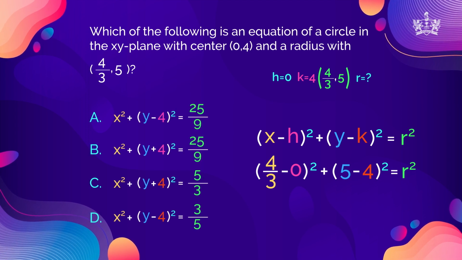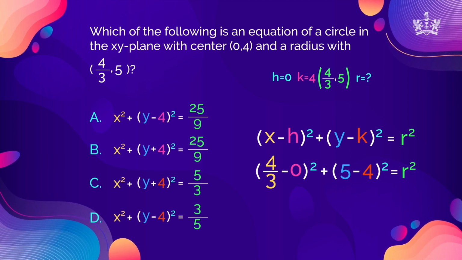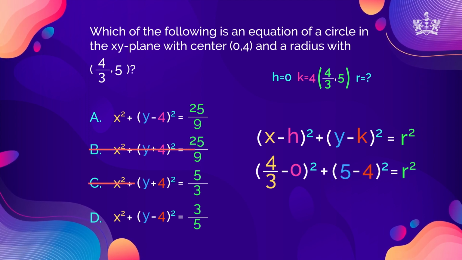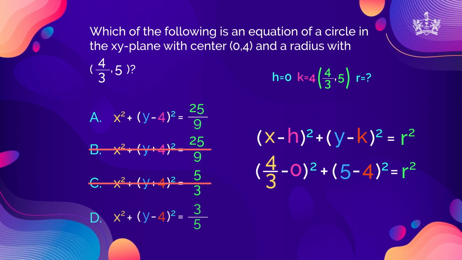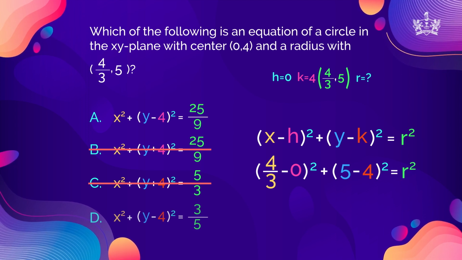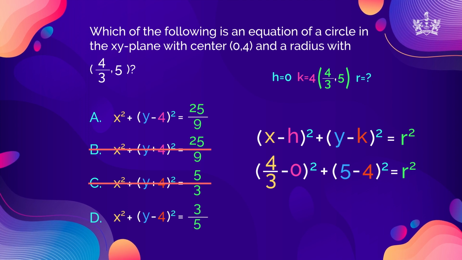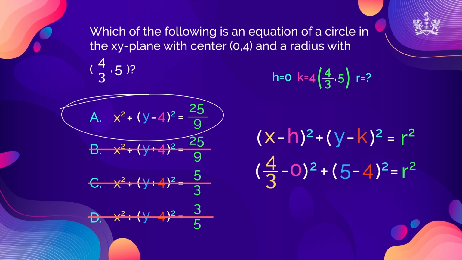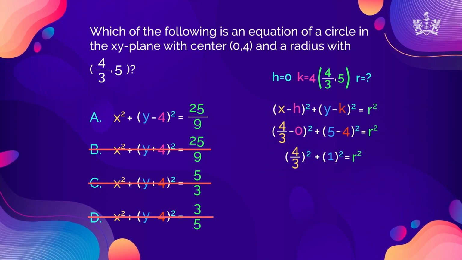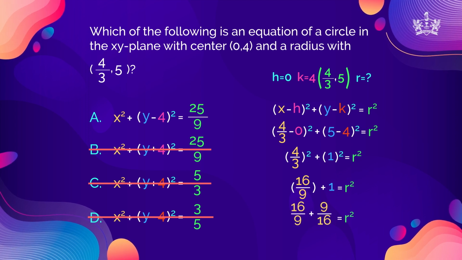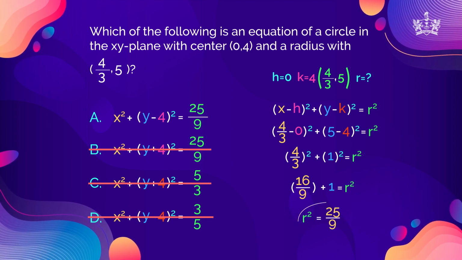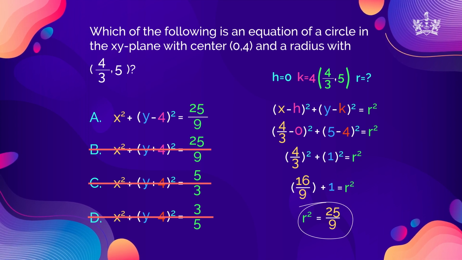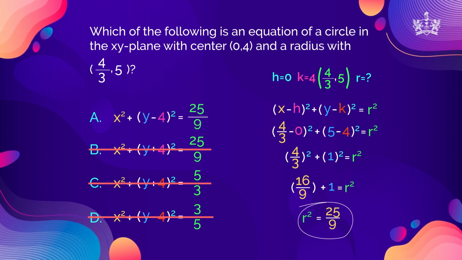Looking at the answer choices, let's cross out anything that doesn't match. Well, it's y minus 4, right? So we can cross out B and C. We are then left with A or D. We know that we need to square r, so therefore the answer cannot be D since the r is smaller than 1. So the answer must be A. This is how I would solve it on the test, but let's say we want to prove it. Then we can go back to solving for r² after plugging everything in. So we end up getting r² is equal to 25/9, which matches answer choice A.